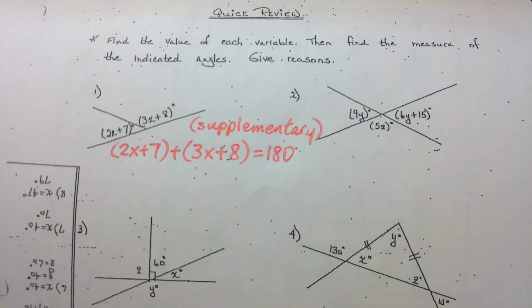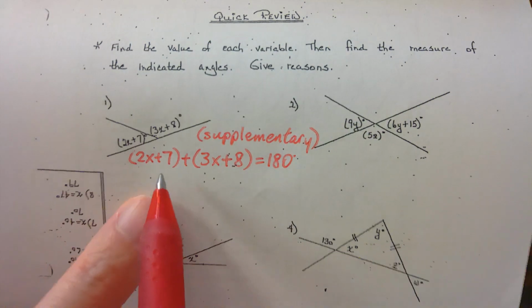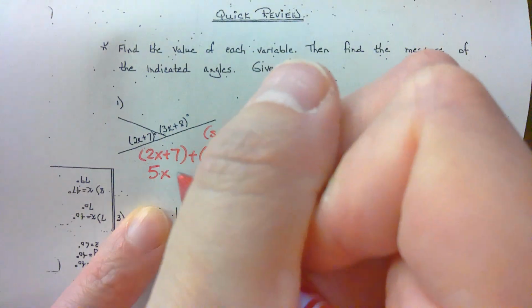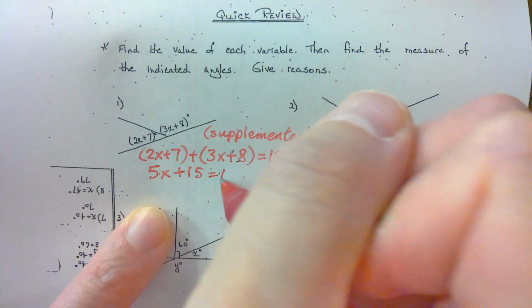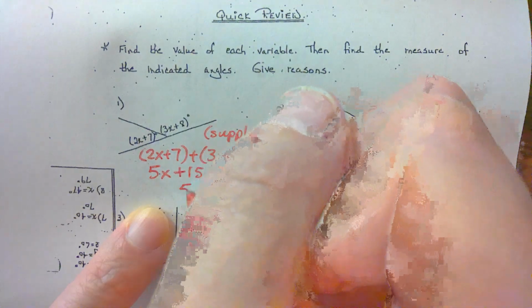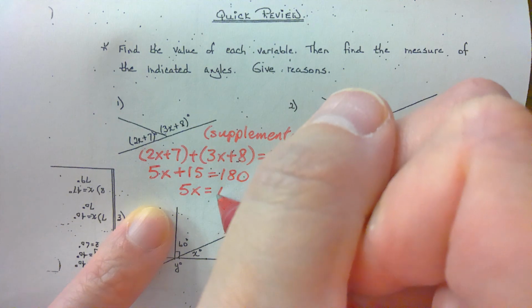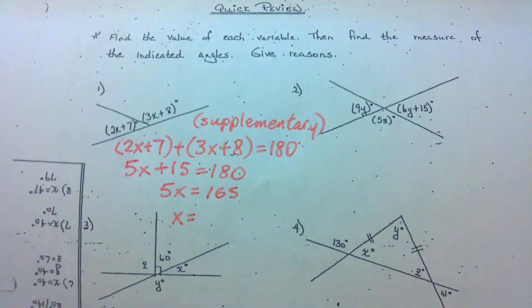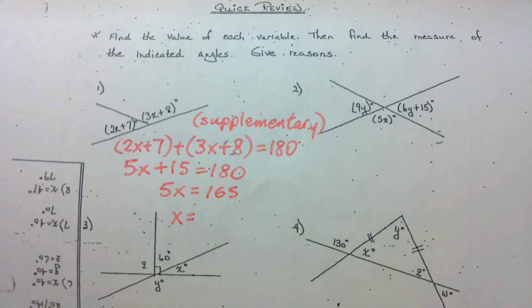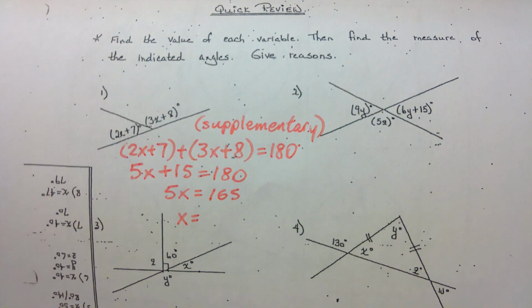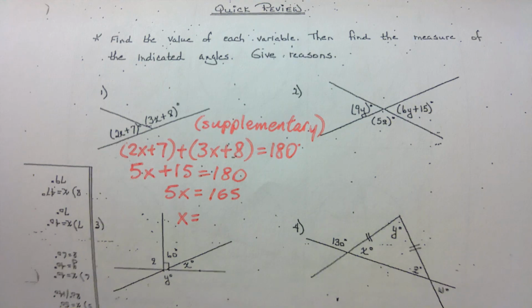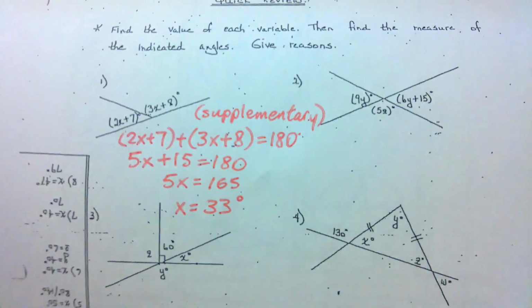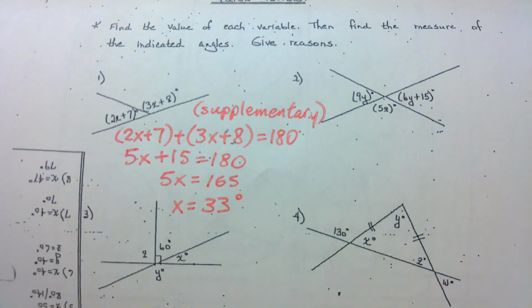One second, let me. So then to solve this, 2x plus 3x, you get 5x. 7 plus 8, you get 15. And then when you move the 15 over to the other side, you get 5x equals 165. So when you divide it, x equals, what is it? 33. Yep, I like that answer. Degrees.